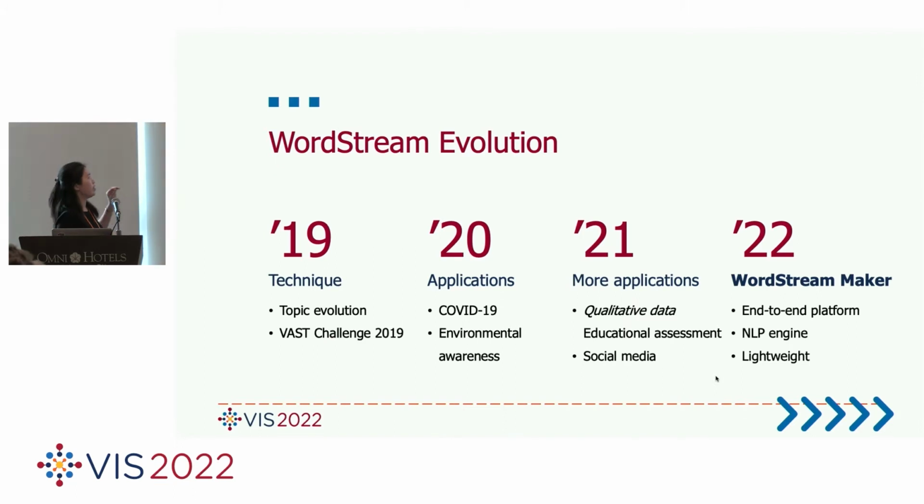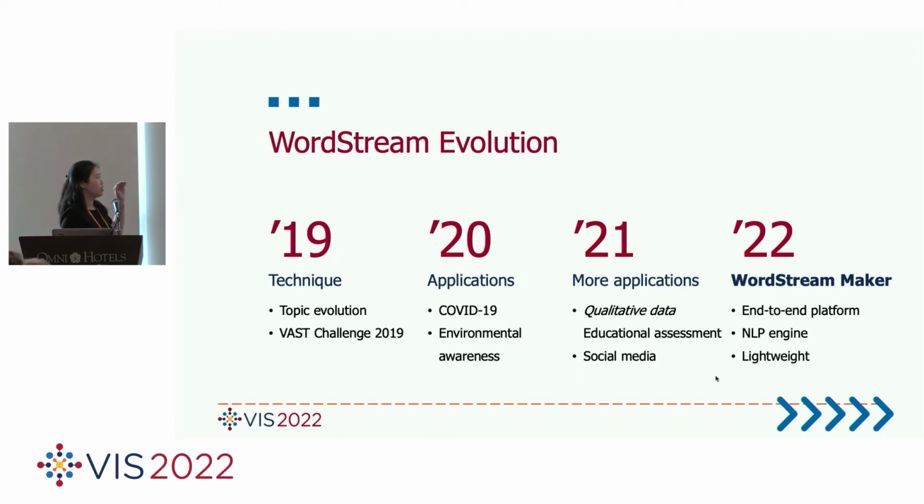And here is the evolution of WordStream itself. In 2019, the technique was introduced, and in the very same year, in the VAST Challenge 2019, our team competed and submitted an entry. Another team also used the WordStream technique to visualize social media data. In the following two years, 2020 and 2021, there were more and more applications built off of WordStream.